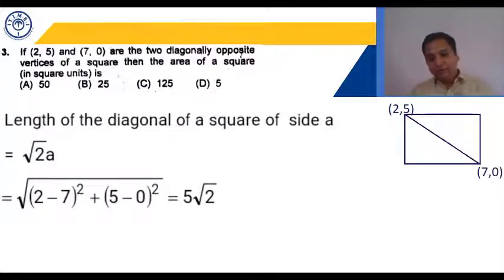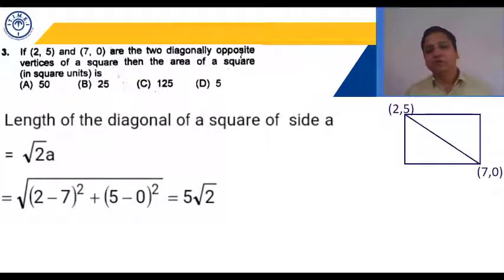Now I got this by applying the distance formula. It can also be said: what is the length of the line with endpoints at (2, 5) and (7, 0)? We have done the same thing. What additional? It uses a concept called a basic square. Side is A, the diagonal is A root 2. Length of the diagonal of a square of side A is root 2 A.